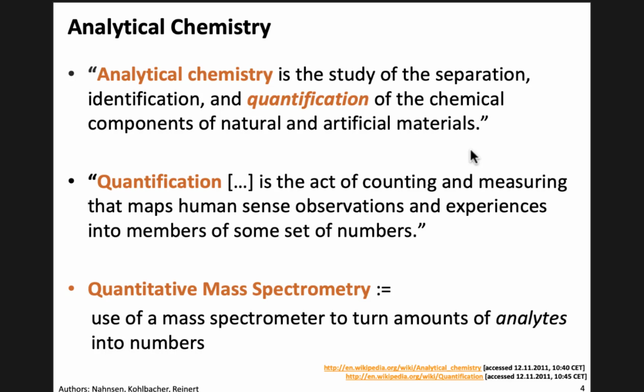If you look that definition up, then quantification is defined as the act of counting or measuring that maps human sense, observation, and experiences into members of some set of numbers. That's probably as broad as you can get. It basically means we're trying to attach numbers to things that we can see or observe or measure. Now, we are dealing here with quantitative mass spectrometry. So we will actually use a mass spectrometer to turn amounts of analytes into numbers. That's all we mean by quantification right now.